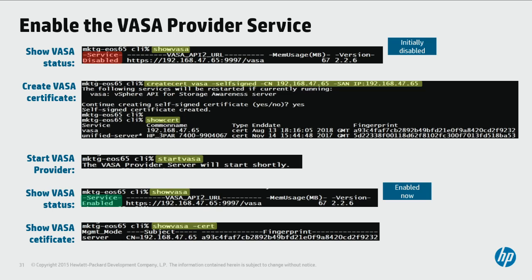Create your certificate. We have a command line utility for that. Then you start your VASA provider. We have a start VASA command for that. We also have a stop VASA command if you want to stop it for any reason. You can see the VASA status again. You see it's now enabled here. And then you can also see the certificate if you want.